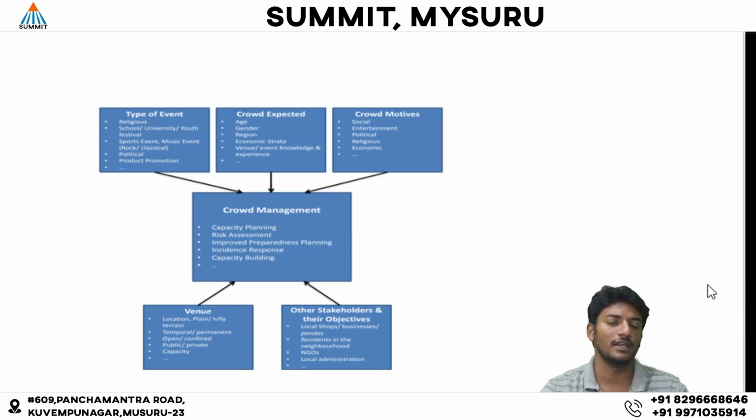The stakeholders here include the police department, event organizers, audience, the emergency health department, fire department, NDRF, volunteers, press, and the neighbors surrounding the event. So there should be proper stakeholder collaboration before the event takes place. And crowd management includes capacity planning, risk assessment, and capacity building. So these are a few guidelines issued by the NDMA.